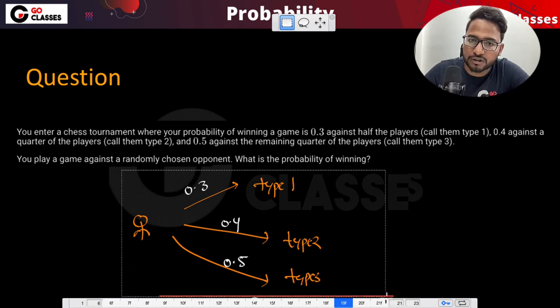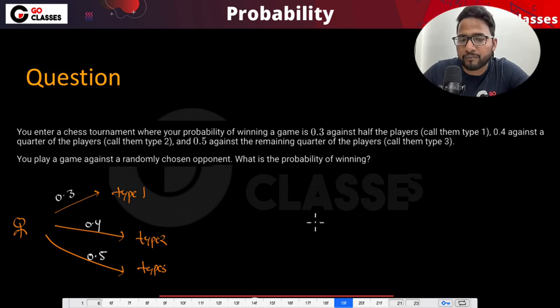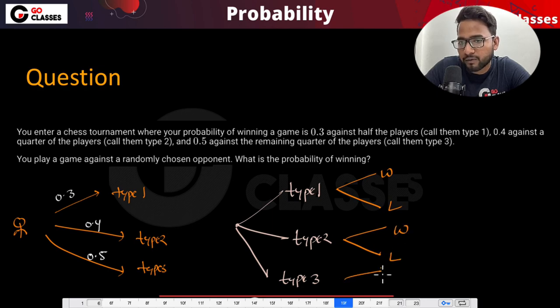Since there are three types of opponents, this is just a visualization I wanted to give you, but let's make the tree diagram. Initially you will be choosing a player, maybe it is type 1, maybe it is type 2, maybe it is type 3. Now once you choose the player, you will either be winning or losing, right? Either I win or I lose, I win or I lose.